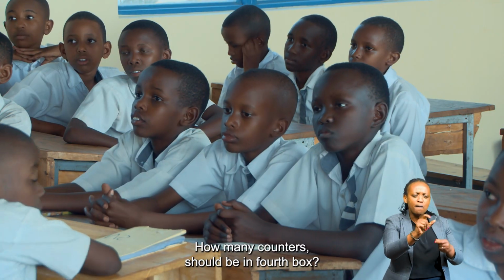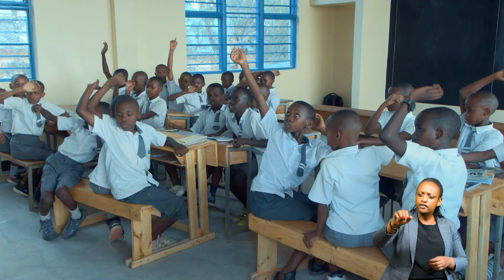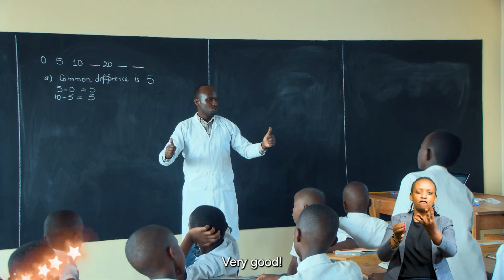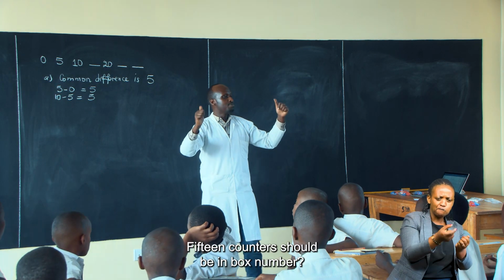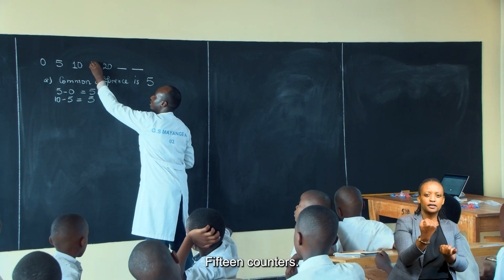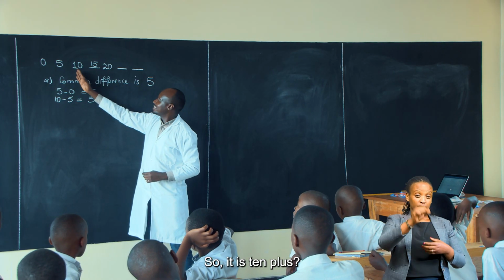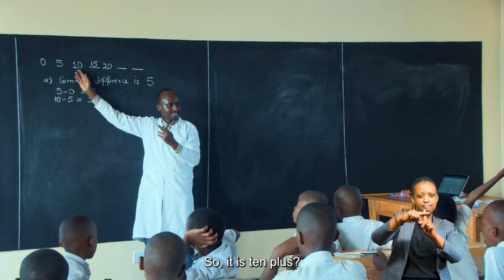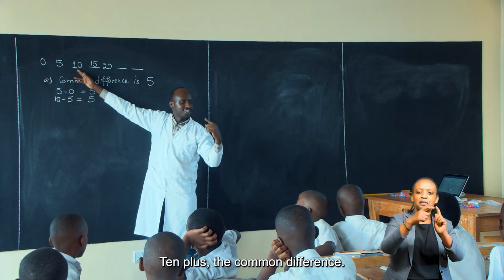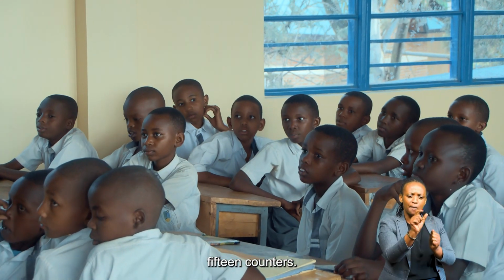How many counters should be in the first box? Box number 4, choose her. 15 counters should be in box number 4. Very good. 15 counters. 15 from where? So it is 10 plus the common difference. Then we get 15 counters.